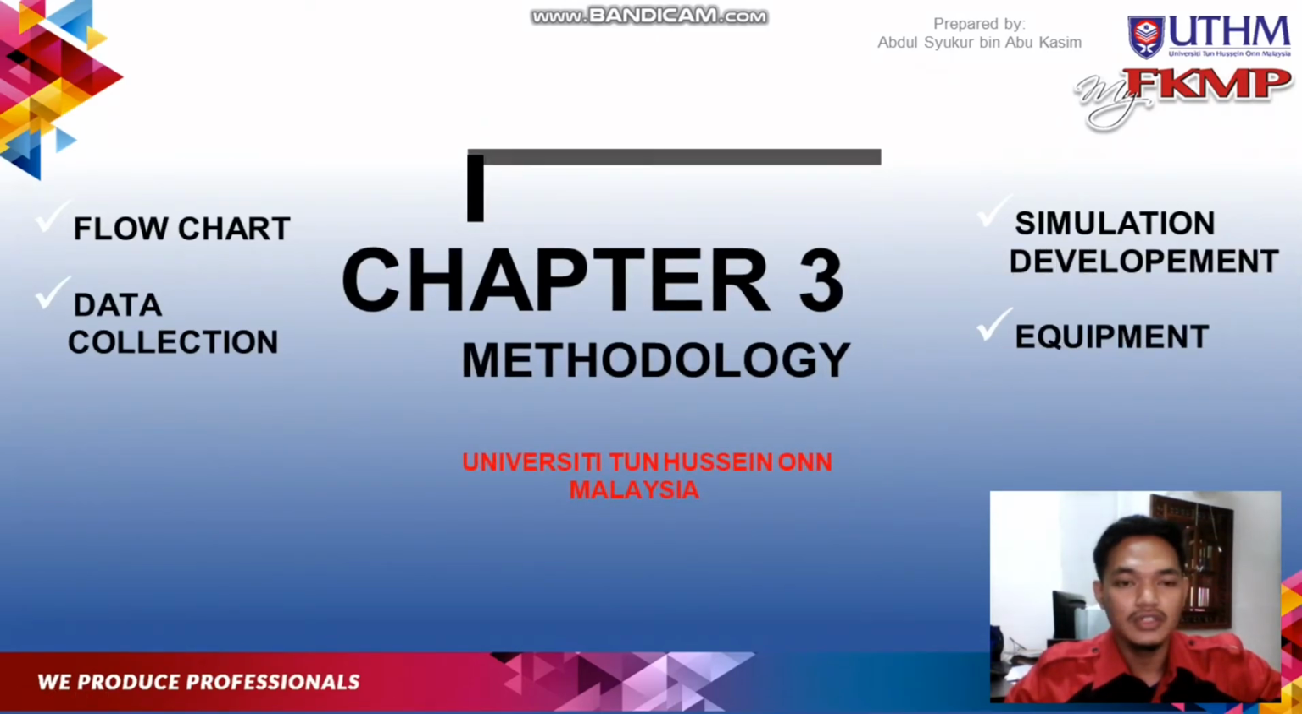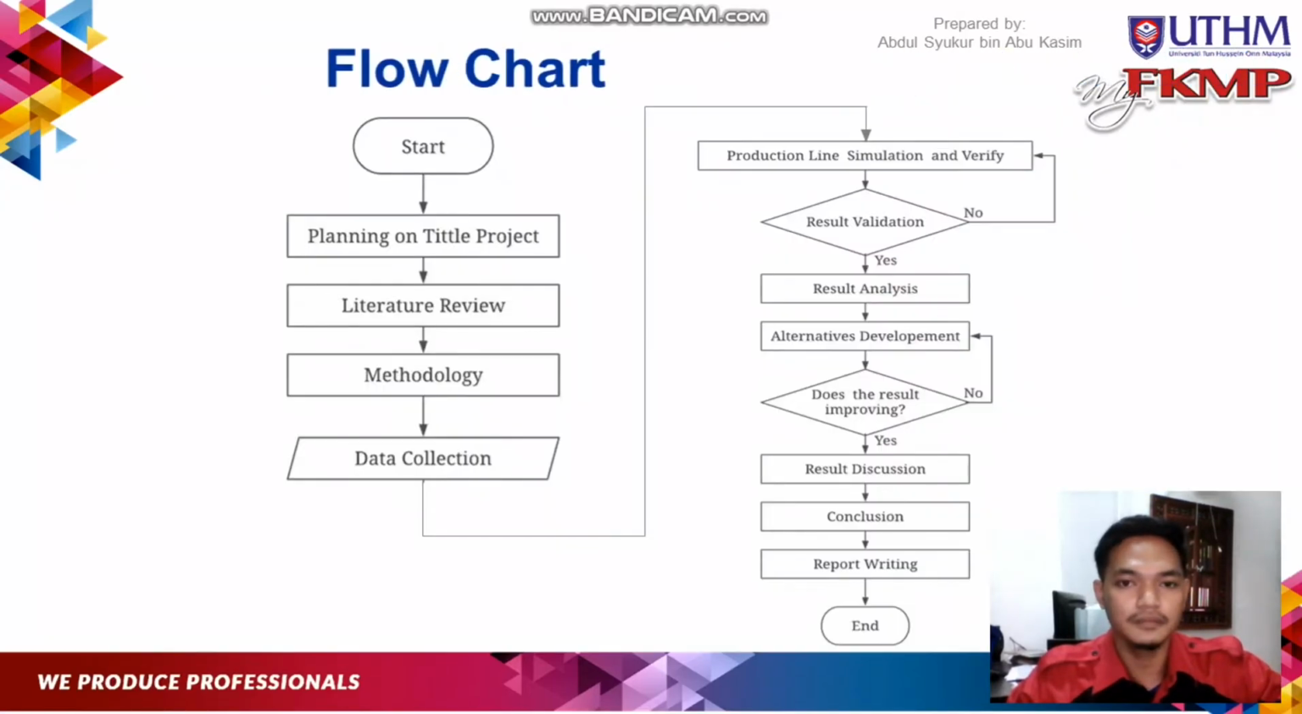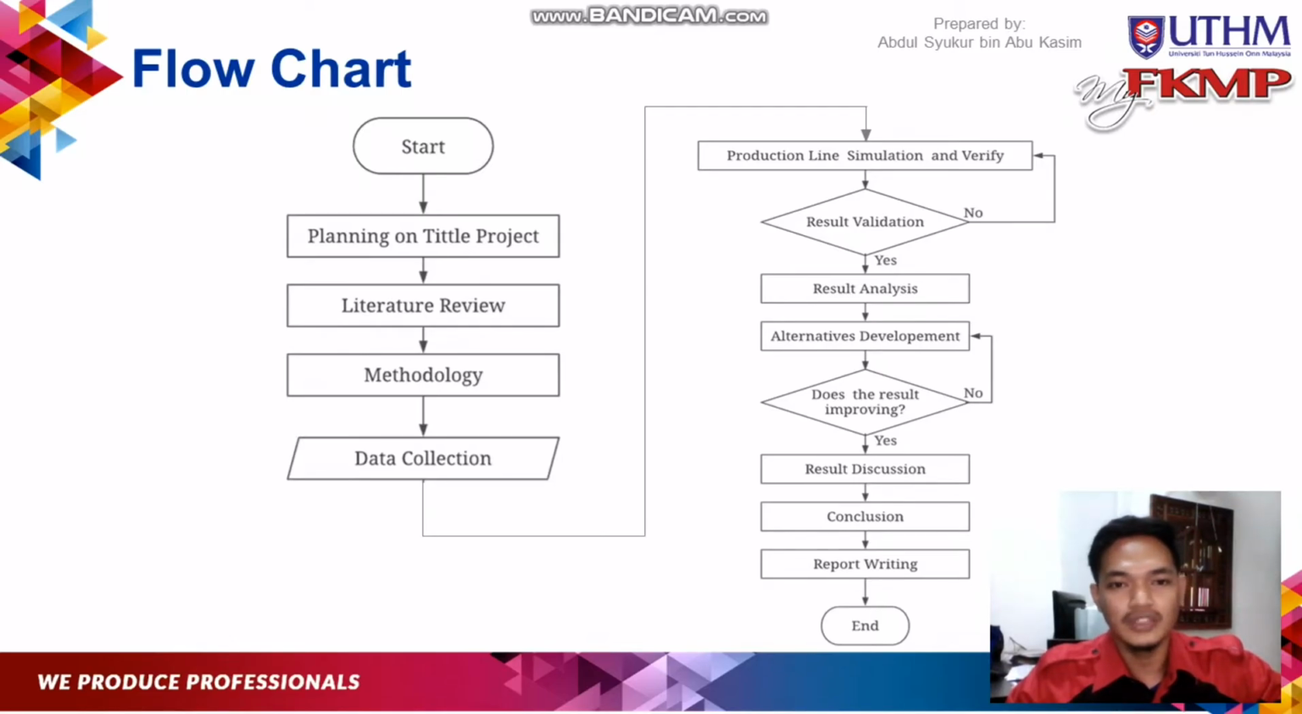Chapter 3 is the methodology. It will cover the flowchart, data collection, simulation development, and also the equipment. As you can see here, this is my flowchart for the overall final year project. The final year project is divided into two, which are PSM1 and PSM2. In PSM1, it will start with planning the project title, literature review, methodology, and some data collection. The rest will be covered in PSM2.